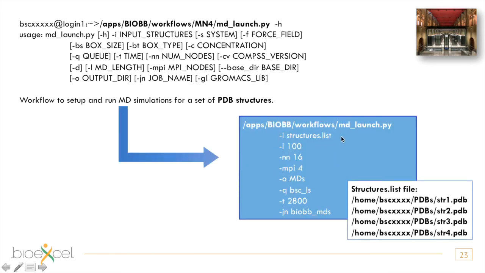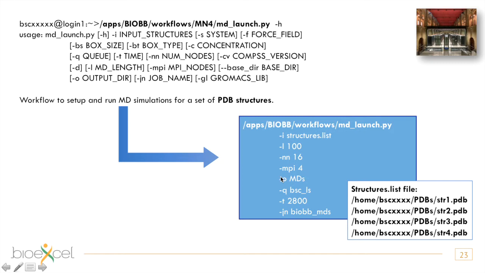This workflow gets as an input this structure list. This structure list is a file that contains these 4 different paths to 4 PDB structures. And I'm saying that I'm interested in 100 nanosecond simulations using 16 nodes in the MareNostrum4. Each of the simulations I want to run in 4 nodes in MPI regime. That means 4 nodes by 4 structures. It ends up summing these 16 nodes that I'm requesting in the queue.